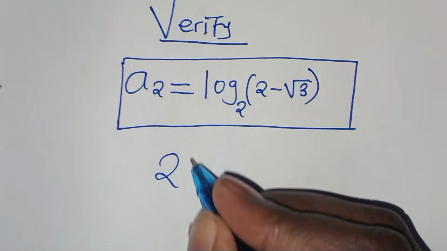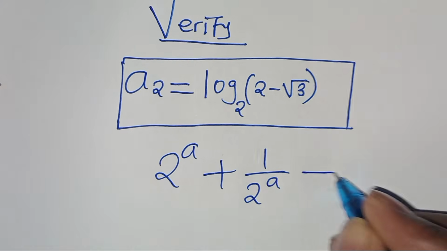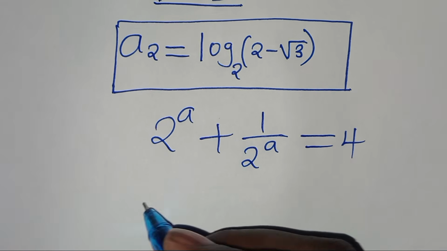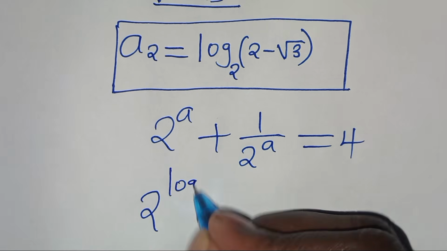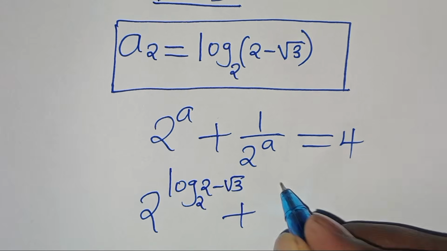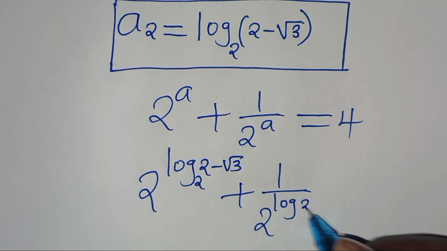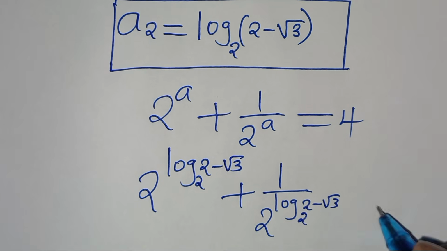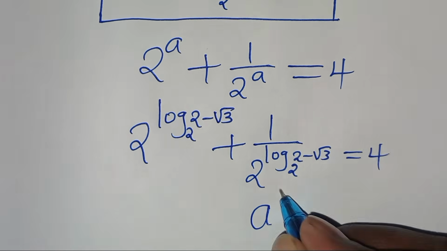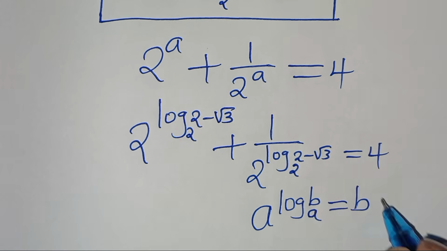So we have 2 to the power of a plus 1 over 2 to the power of a. This is equal to 4. Let's substitute the value of a so that we have 2 to the power of log 2 minus square root of 3 to base 2, then plus 1 over 2 to the power of log 2 minus square root of 3 to base 2. This is equal to 4. Now this is in the form of a to the power of log b to the base a. This should give us a value of b.